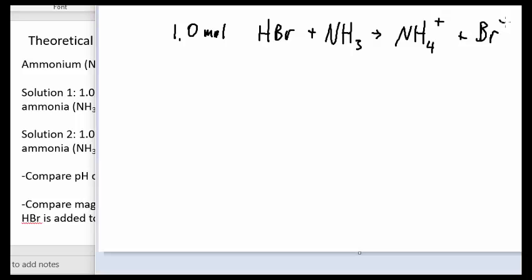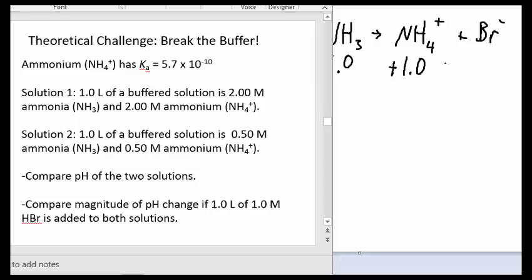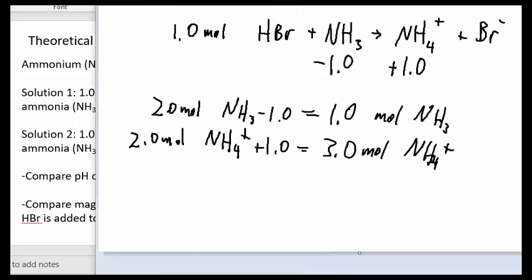And since the stoichiometry for this reaction is pretty simple, it's all 1-to-1 ratios, right? So we use 1 mole of this, we use 1 mole of this, we make 1 mole of this. So for solution 1, let's think about where we end up. We started with equal amounts of ammonia and ammonium, and we lost a mole of ammonia, we gained a mole of ammonium. We now have a 1-to-3 ratio of conjugate base to conjugate acid.